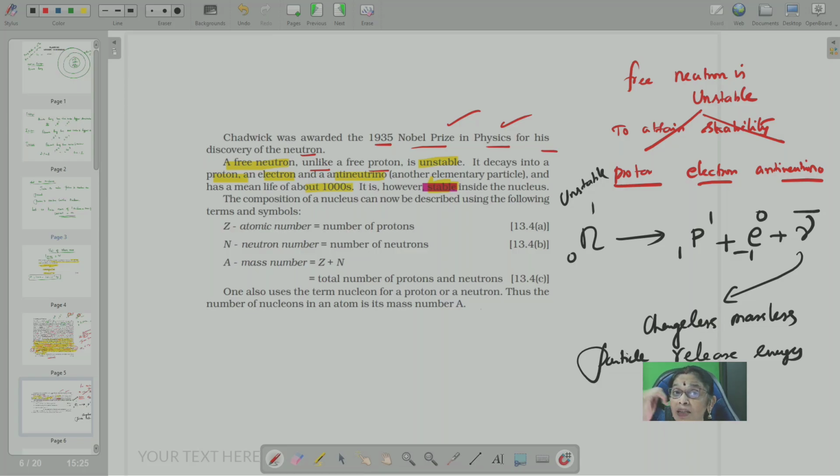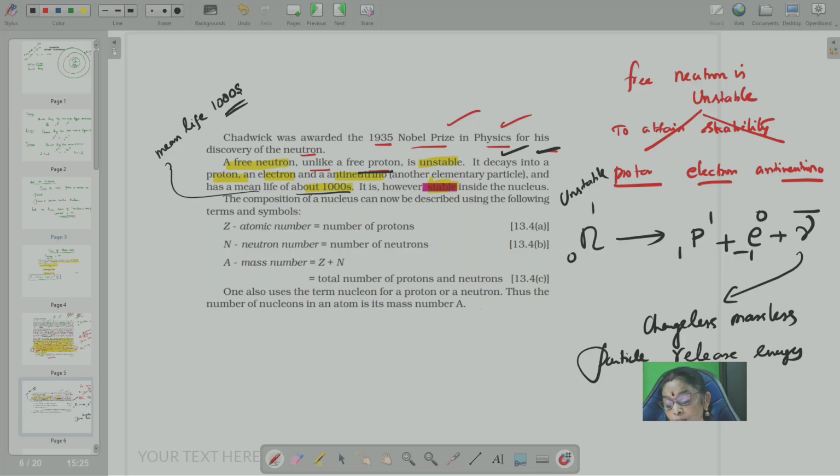So a free neutron in nature is unstable. Unlike a free proton, which is stable, a free neutron is unstable. In order to attain stability, it decays into a proton, an electron, and an antineutrino. The antineutrino is another elementary particle, and the free neutron has a mean life of about 1000 seconds. Mean life: it can only exist for about 1000 seconds.